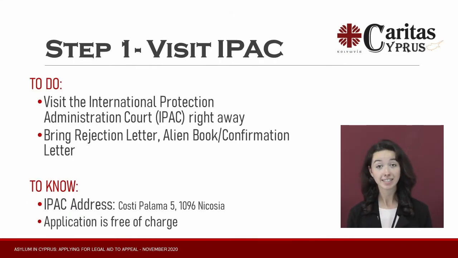Step 1. Visit the International Protection Administrative Court. You should go to the court as soon as possible after you receive the rejection letter from Asylum Service. When you go to court, be sure to bring your rejection letter, your confirmation letter and your alien book.